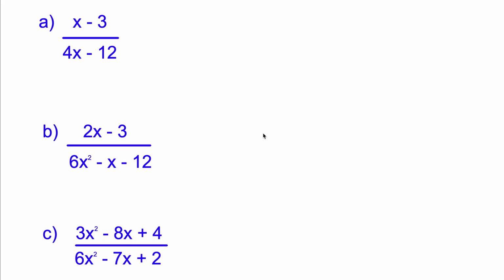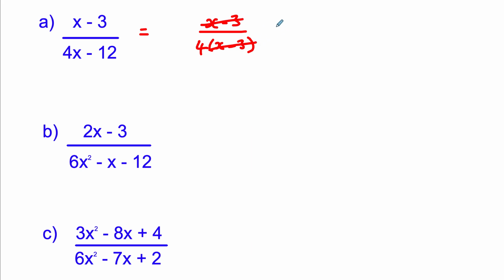So if you've had a go, then I will answer question A. In order to simplify question A, I'm going to take out a common factor of x minus 3 so that it can be cancelled. There's obviously no factor to be taken out on the top, but on the bottom I can take out a factor of 4 to leave me with x minus 3 there. So they will then cancel.